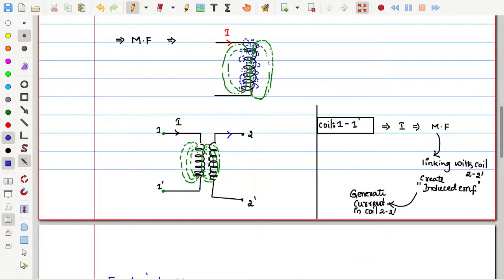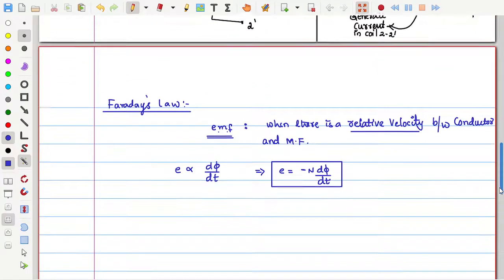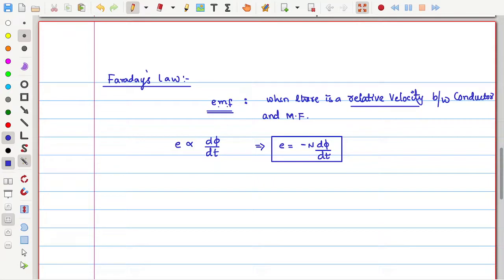So when there is a relative velocity between conductor and magnetic field, where is the conductor? Here is just a simple coil. The first coil is producing the magnetic field, the green lines. The second coil, 2 dash, may move left and right, or the magnetic field may move while coil 2 dash is kept stationary. In these two cases, even if the green lines are changing or the conductor is moving left and right, the two situations will create EMF inside this coil 2-2 dash. That induced EMF, according to Faraday's law, is equal to minus N d phi by dt, where N is the number of turns of the coil. So this is the basic background about the transformer.